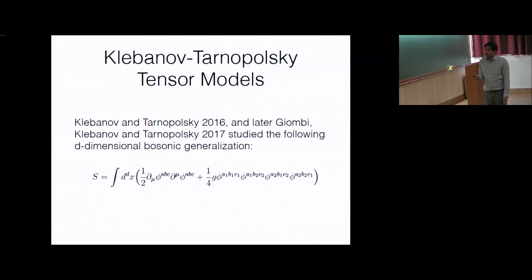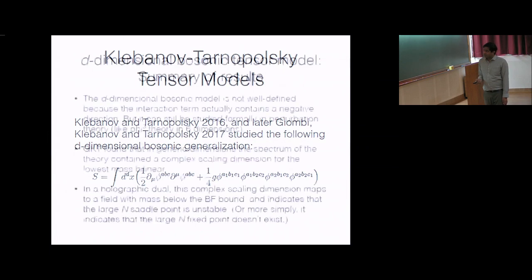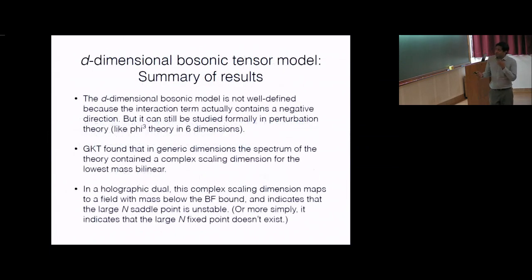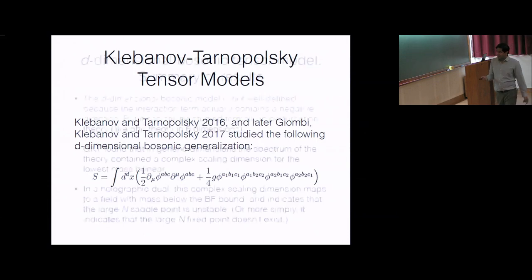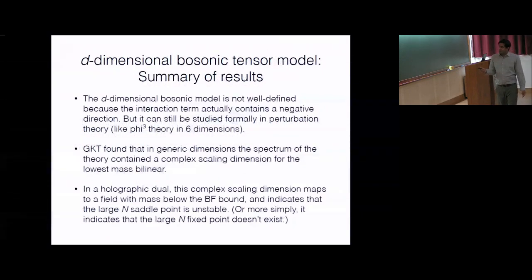And this is the bosonic tensor model, where the phi 4 theory, instead of the usual indices of the vector model, has each phi field with 3 indices, contracted via that tetrahedral interaction. So this interaction is not positive definite because it's not the square of something. Right? It's not phi I, phi I, phi I, phi I. So there's a negative direction. So it's not completely well defined, but it can still be studied formally in perturbation theory, like phi cube theory in 6 dimensions.